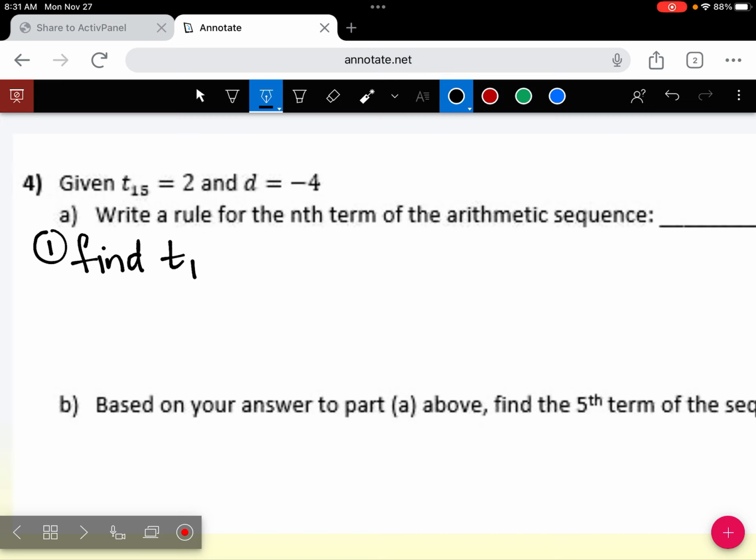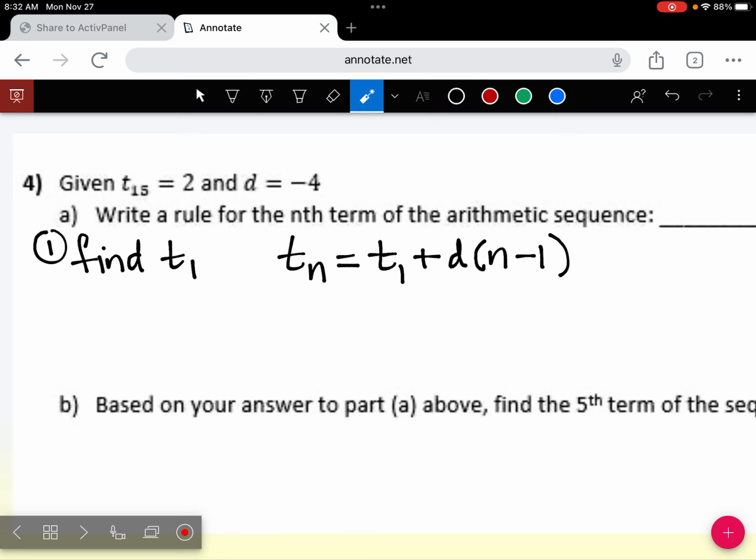So I cannot write my rule with T15. So to find my T1, let me go ahead and write the formula. You need to have this memorized before our quiz. And let's substitute in all we know. So I know that the 15th number is 2. So I'm going to put the 2 right here. 2 will go here.